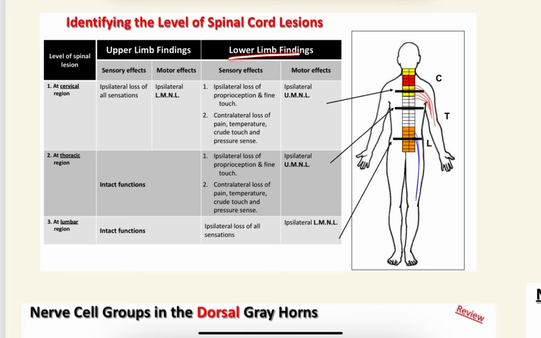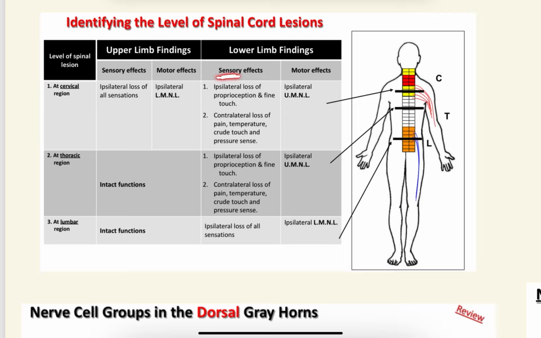In the lower limb, the sensory effect will be what? Ipsilateral, so same side, loss of proprioception or fine touch, and contralateral, pain and temperature and crude touch. The motor effect, it will be ipsilateral in the upper motor neuron lesion. So upper motor neuron, meaning lower limb. Okay? So again, the cervical, we have what? The sensory is ipsilateral, and motor is ipsilateral.